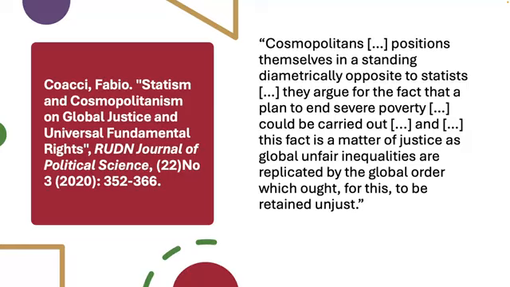Cosmopolitans position themselves in a standing diametrically opposite to that of the statist. They argue that a plan to end severe poverty could be carried out, and this fact is a matter of justice as global unfair inequalities are replicated by the global order, which ought therefore to be regarded as unjust. What this is giving us here is not only the basic obligations, but also a philosophical underpinning for these obligations. And we can see this in other writings as well.